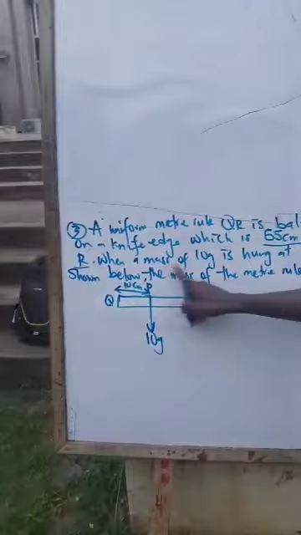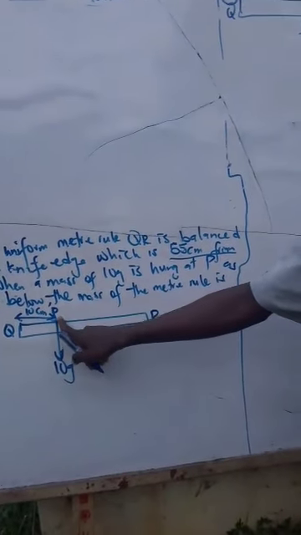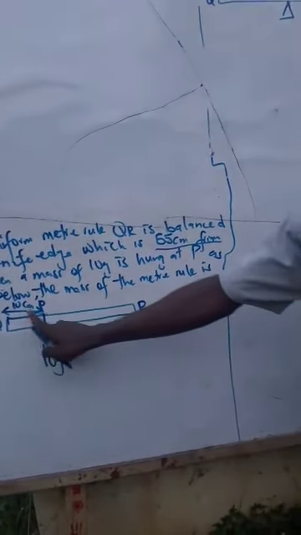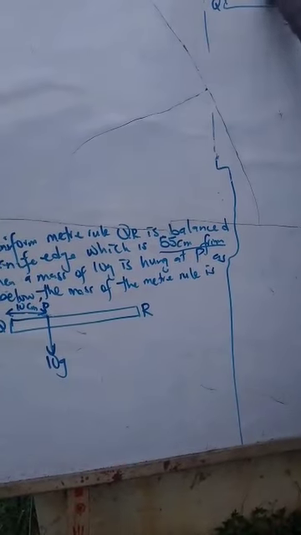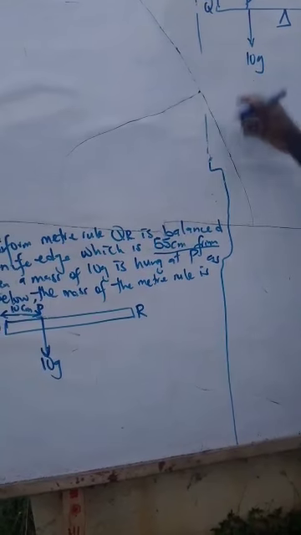Now they said that a mass of 10 grams is hung at P, as shown below. Where did they hang P? The P is at the 10 centimeter mark. So this is where we have P, and that's where we have our 10 grams. Do you get it?